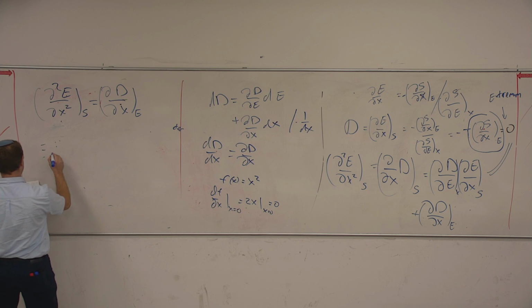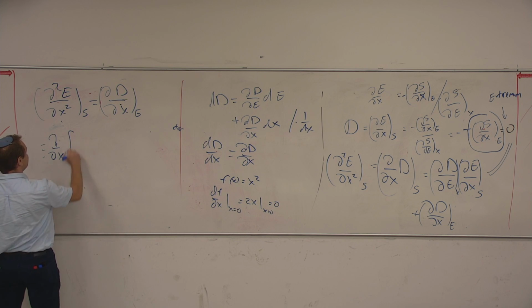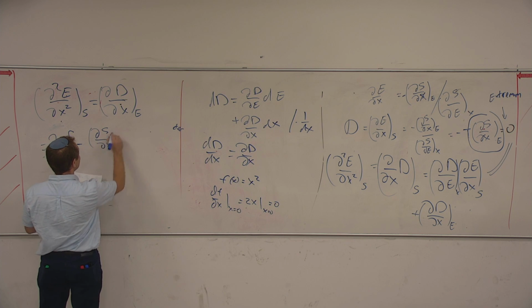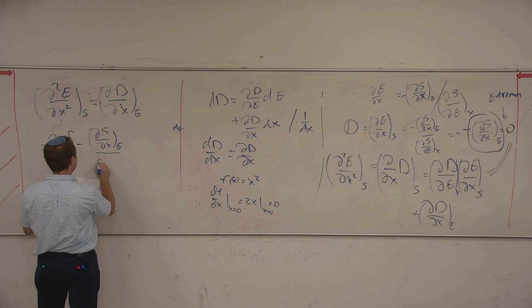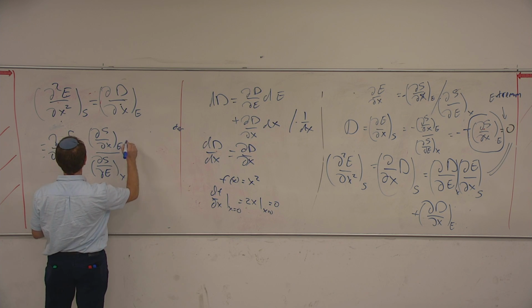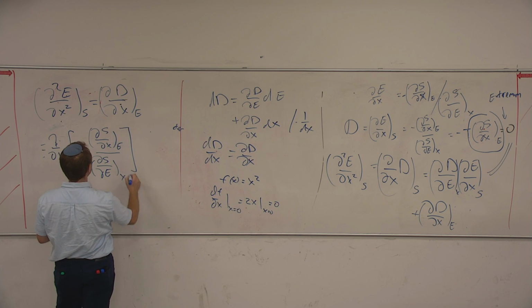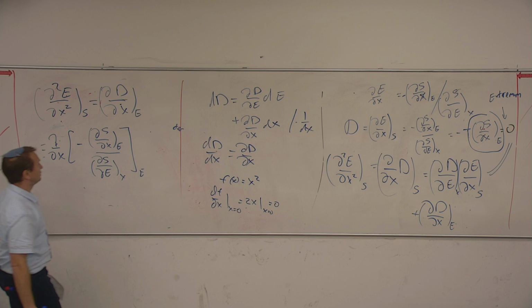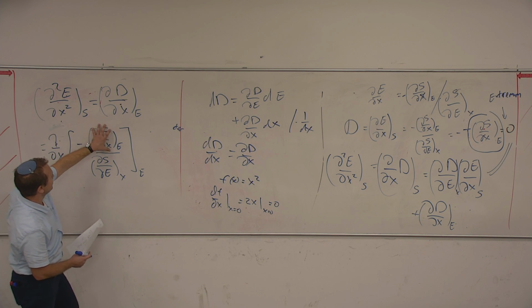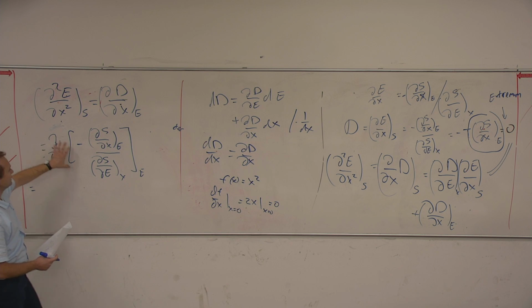Which is d/dx minus ∂s/∂x of E divided by ∂s/∂E of x, right? And all of this is at constant E. Okay, so nothing scary about this, right? Let's take the derivative. So what we have over here is the derivative of this guy, and then the derivative of that guy.